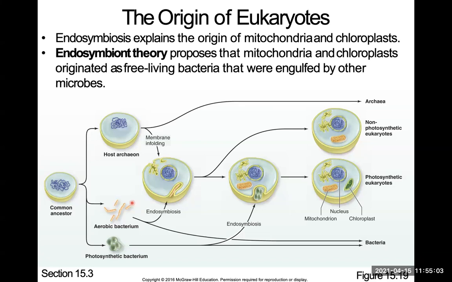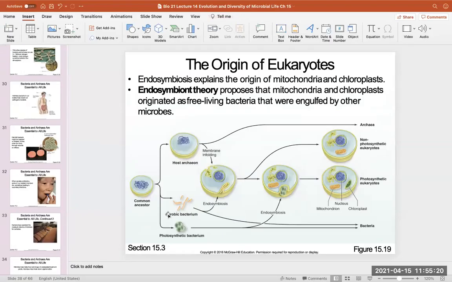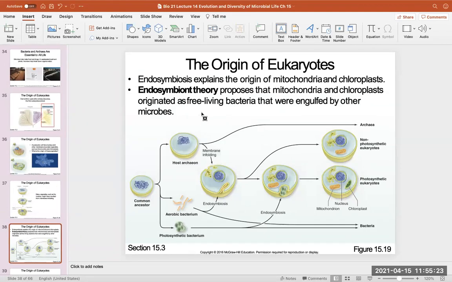It got engulfed, and now they're living in a mutualistic relationship. Mitochondria is getting space to live. The eukaryotic organism is getting ATP in return. Endo means inside, and symbiosis means living together.